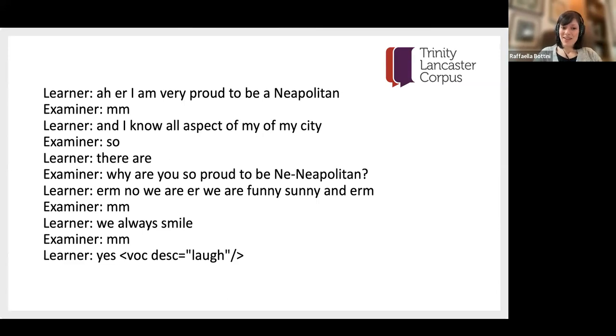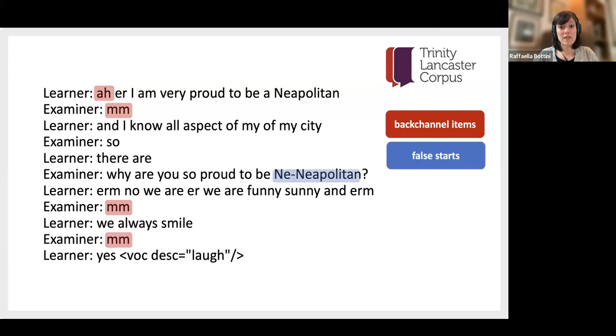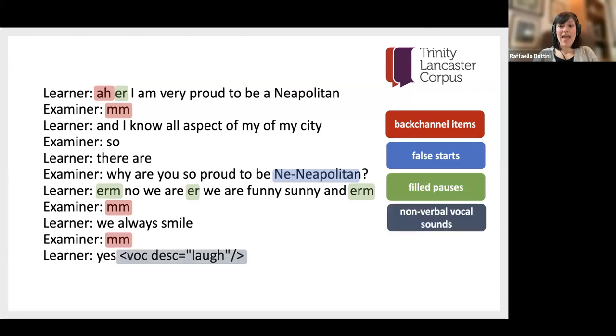Yeah. So here you can see how this conversation is characterized by back channeling and all these small items that play a very important role in conversations. It's characterized by false starts, by filled pauses, and non-verbal vocal sounds, such as the laughing that takes place at the end.